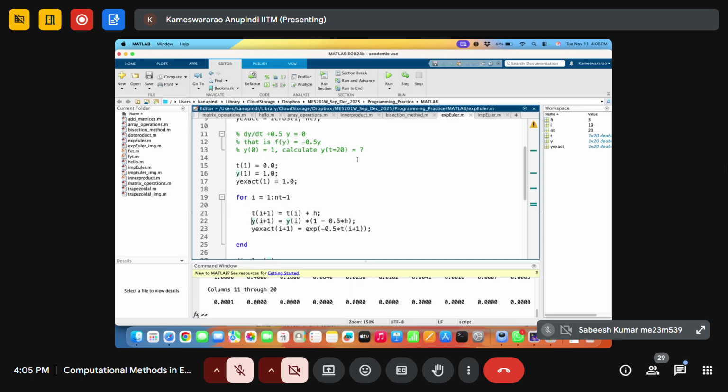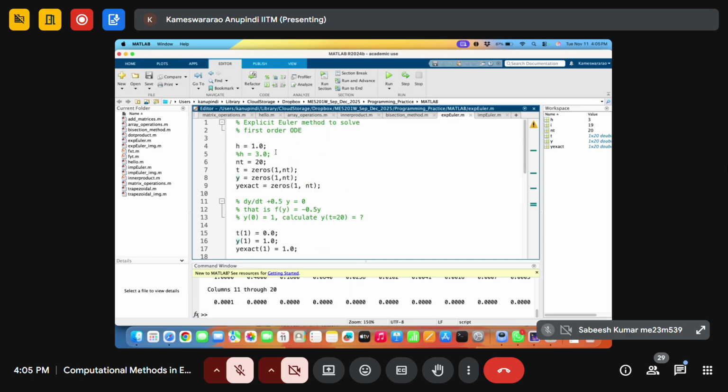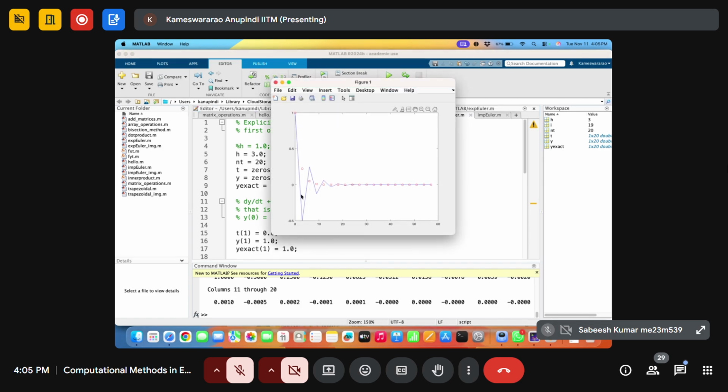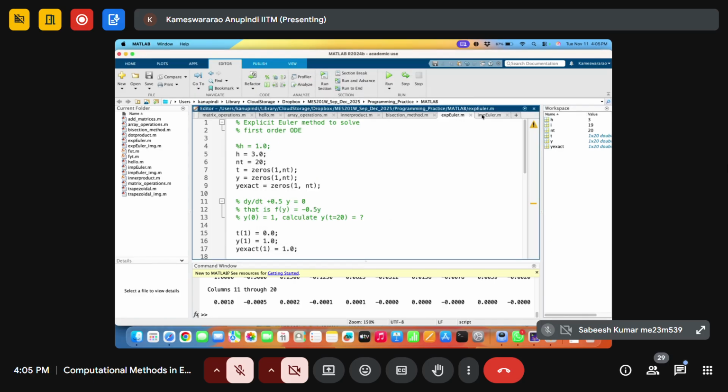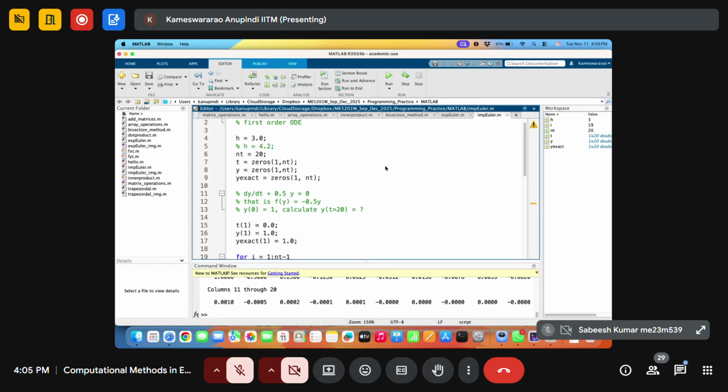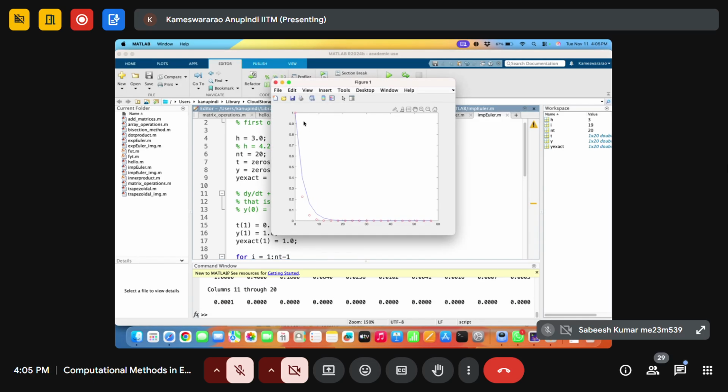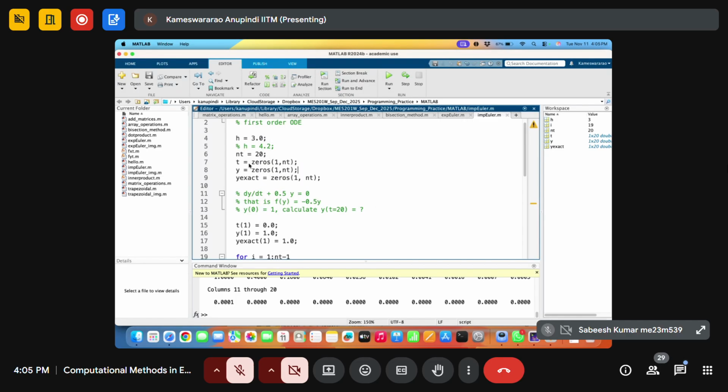I can rerun this actually. The explicit Euler, with h equals 3, and run this. You see that explicit Euler is already showing oscillations, which is not correct. Whereas when we go to implicit Euler, it is still stable, even for an h of 3. It still gives you a nice, bounded solution.